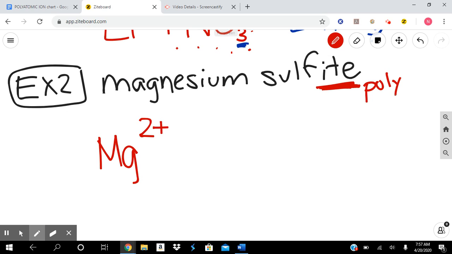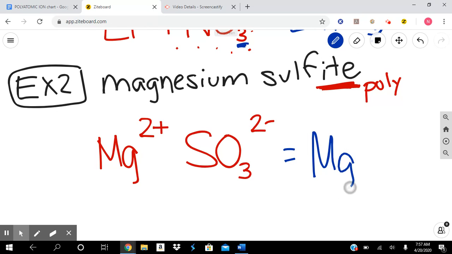And the more problems you do, the more you're going to get used to where these ions are. All right, so this is sulfite, SO3, and it was in the 2- category. All right, so sulfite and magnesium have the same numerical charge, 2 and 2. So what do we do when the charges are the same? We drop the charges and we write the ion. All right, so I kept this 3. I have to bring it along, or else this ceases to be sulfite.